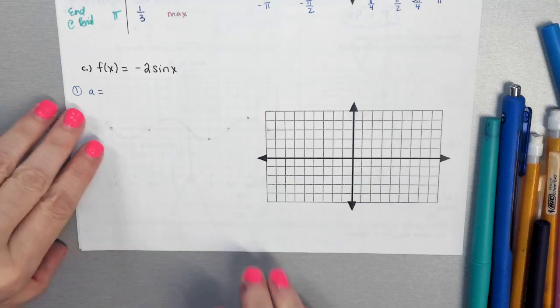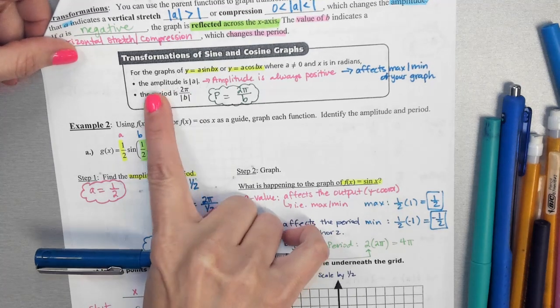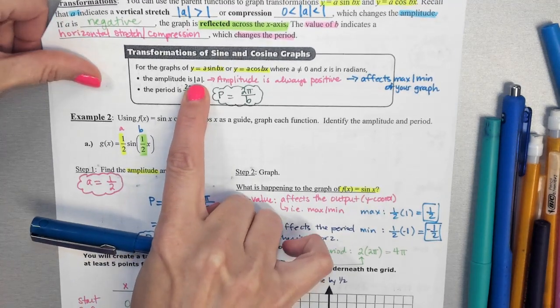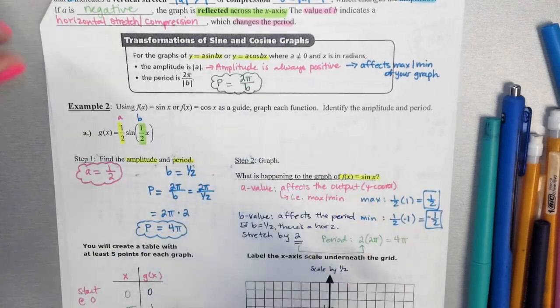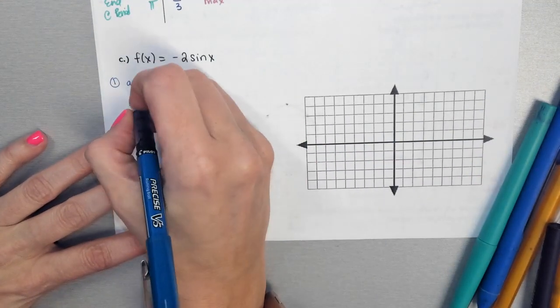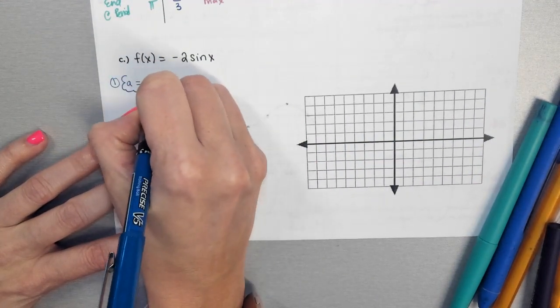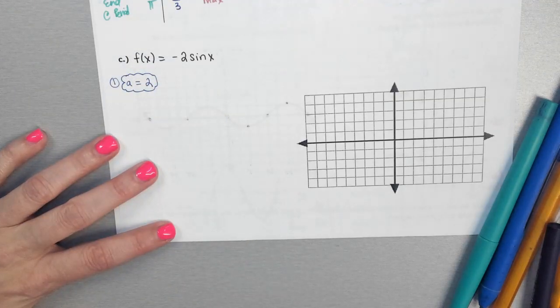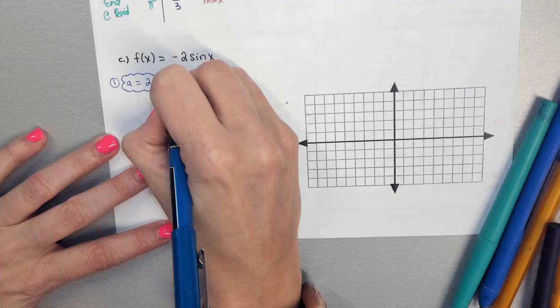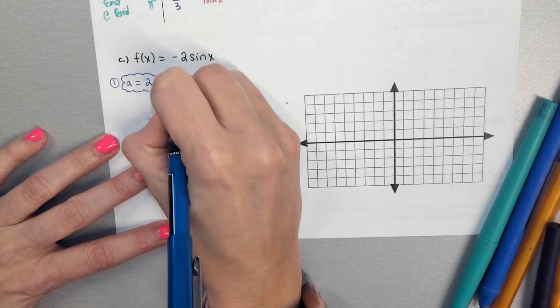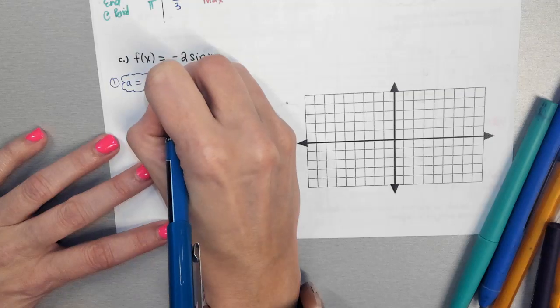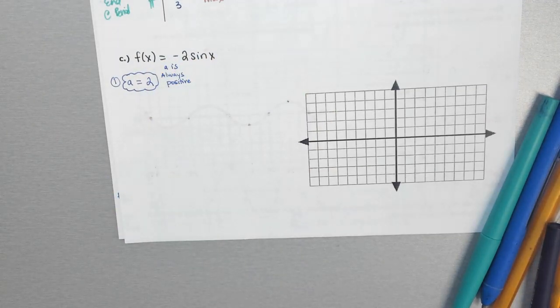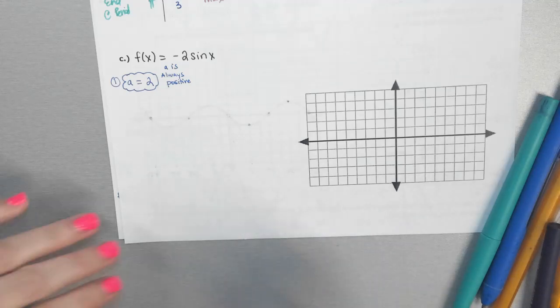Now, earlier in our note packet, we talked about the amplitude, and it's that absolute value, which is telling you the amplitude is always positive. So I know you see a -2 here, okay, but the amplitude is just the 2. Okay, so remember that your amplitude is always positive. Okay, A is always going to be positive. The negative represents a reflection, which we'll talk about in step 2.